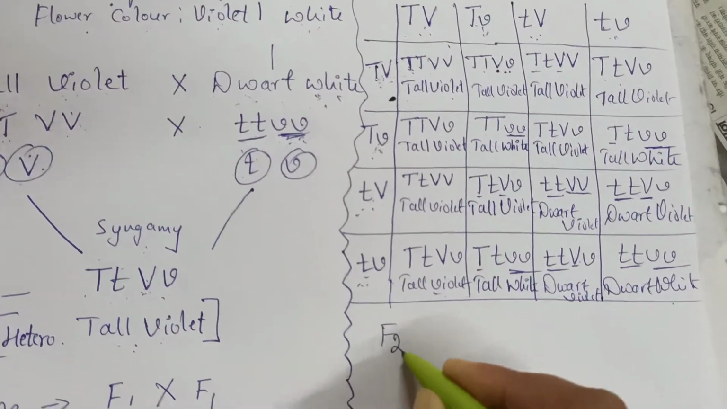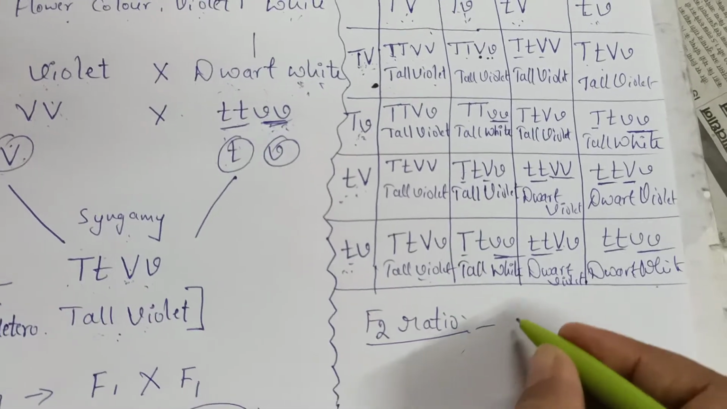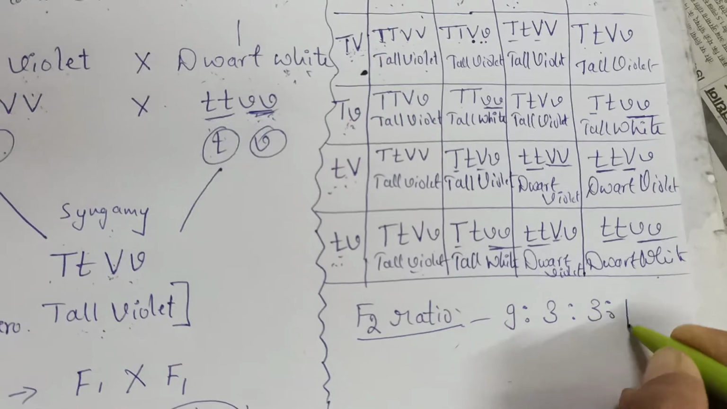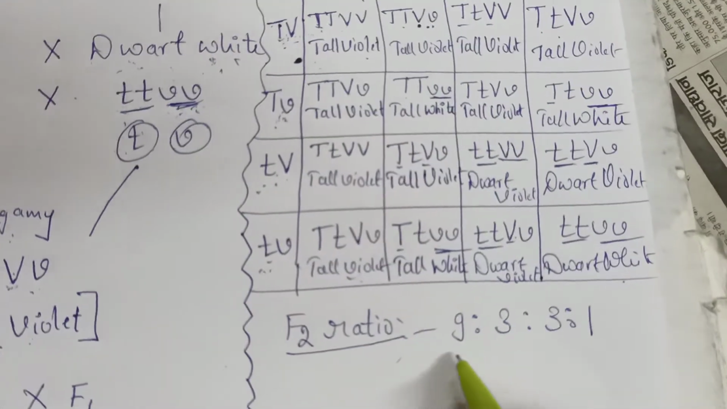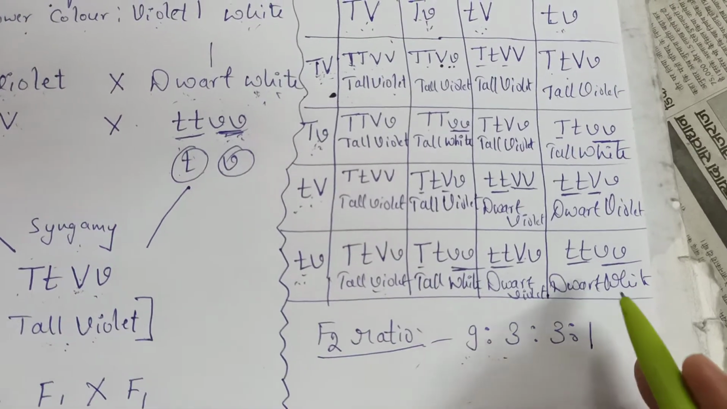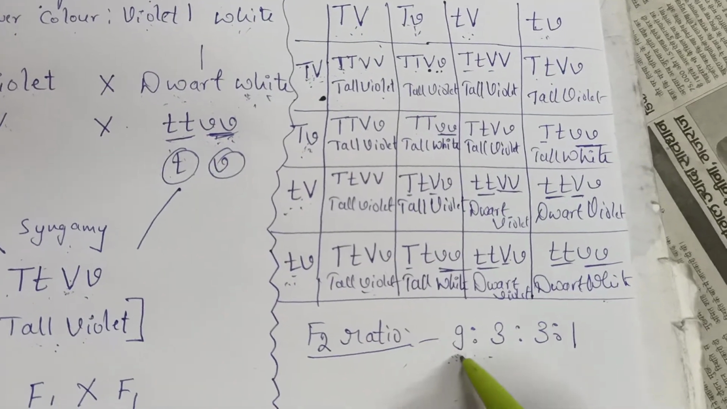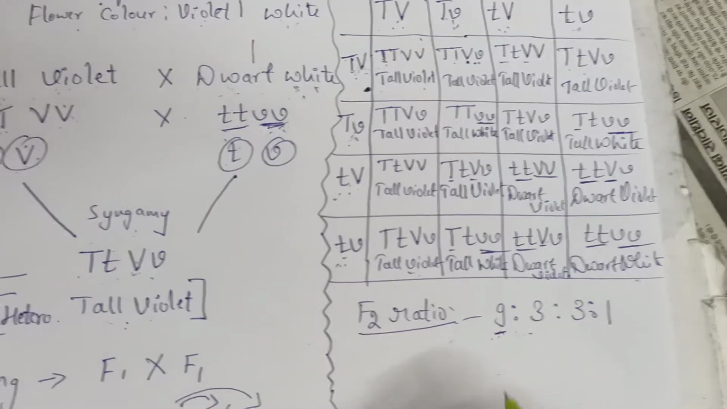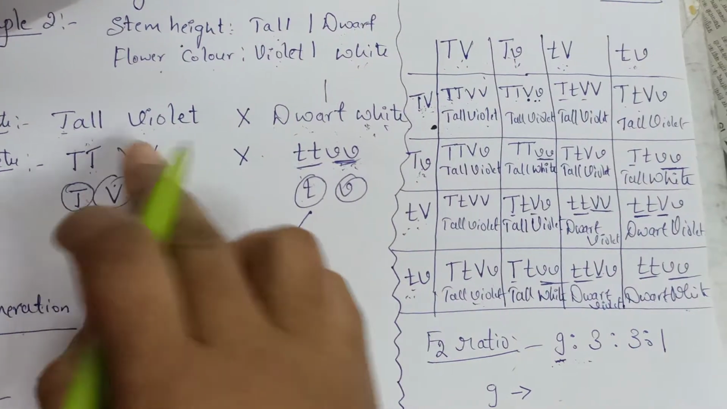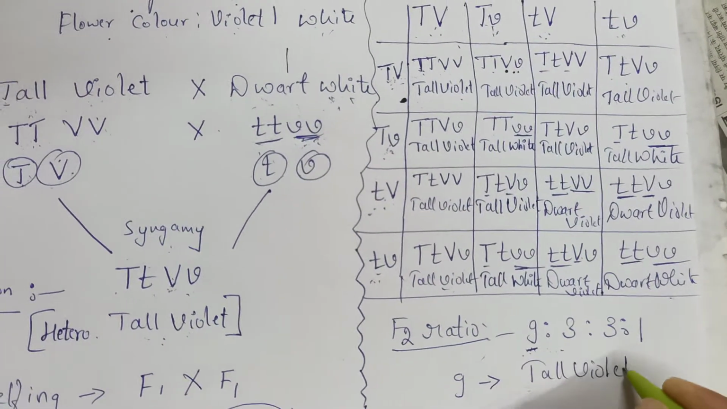So finally we have to write the F2 ratio, so that will be 9:3:3:1. If it is a dihybrid cross, you have to get this ratio. That means if your crossing over is correct, if your Punnett square is correct, then we'll get this ratio. 9 means always the dominant character. Dominant character is tall violet. Dominant character always comes in the 9 ratio.